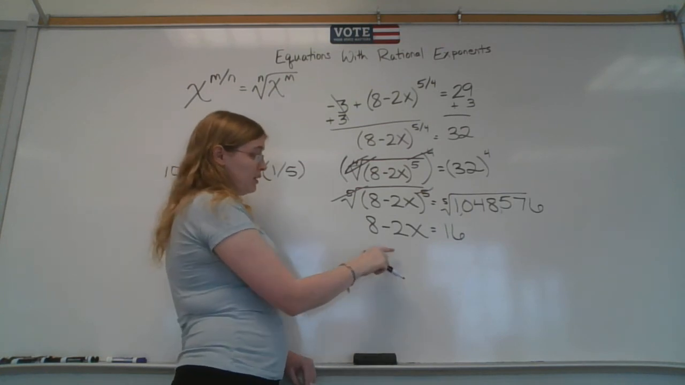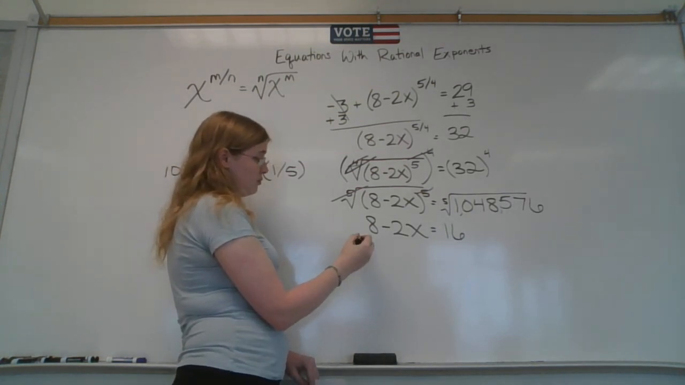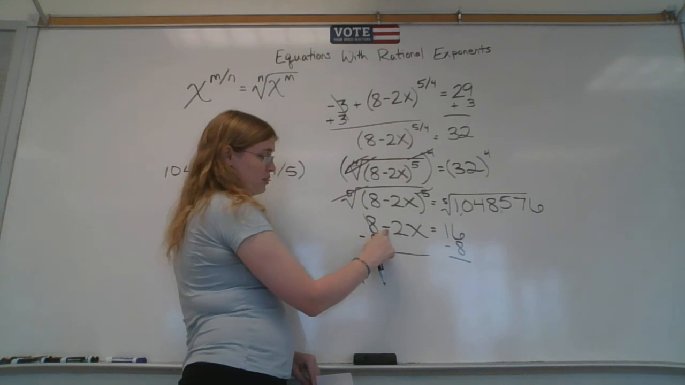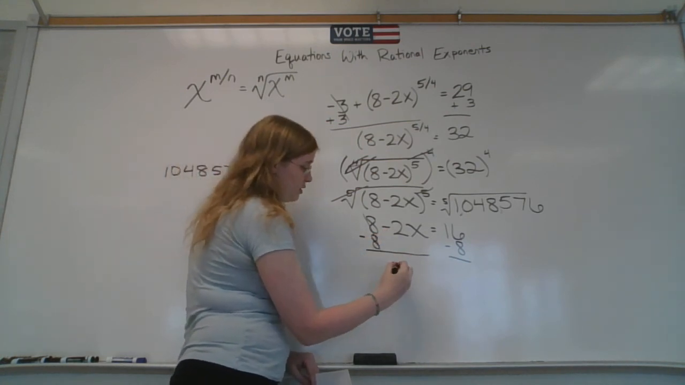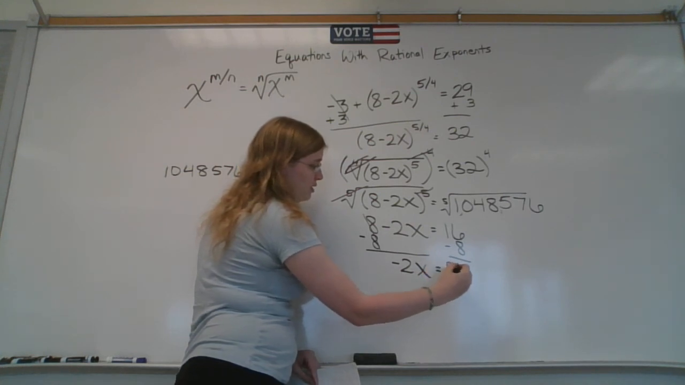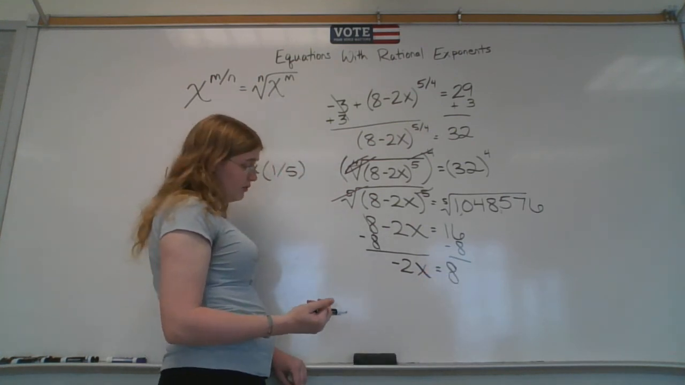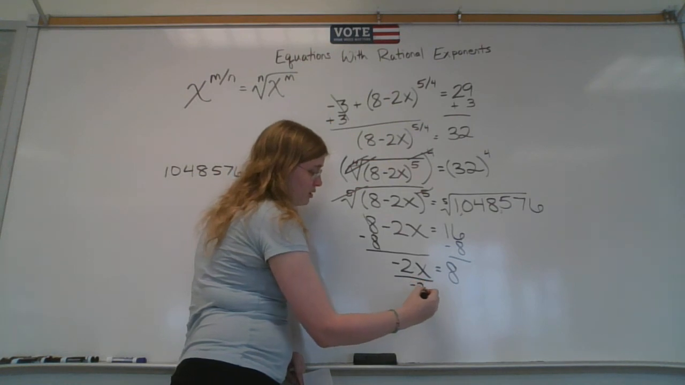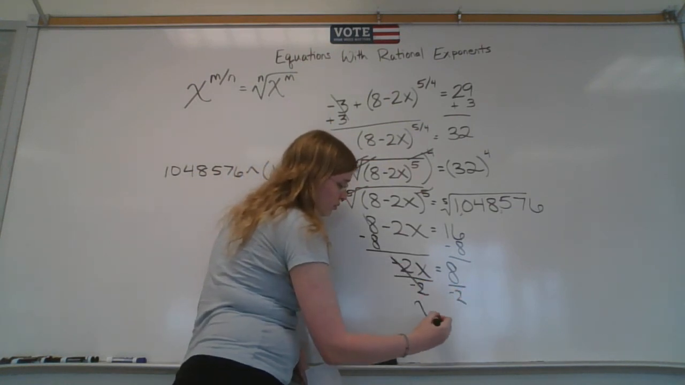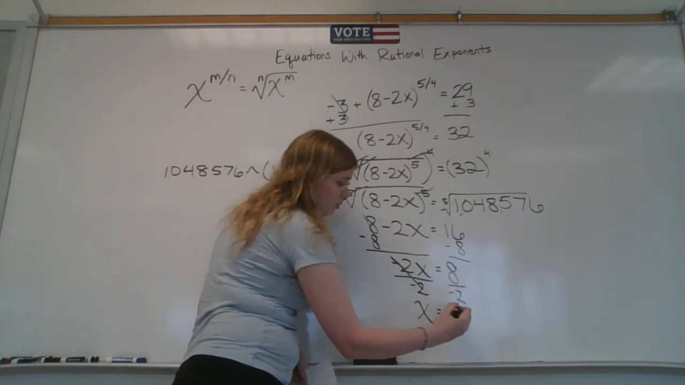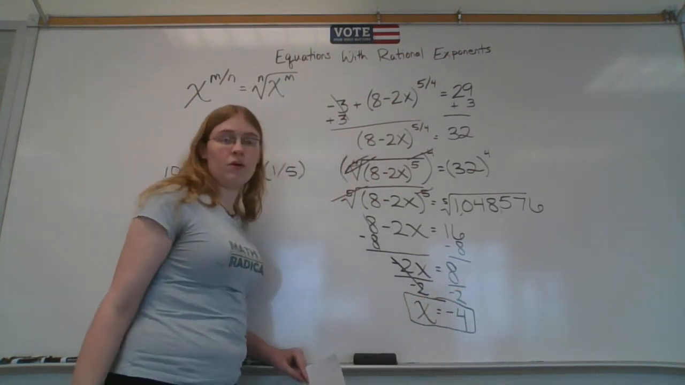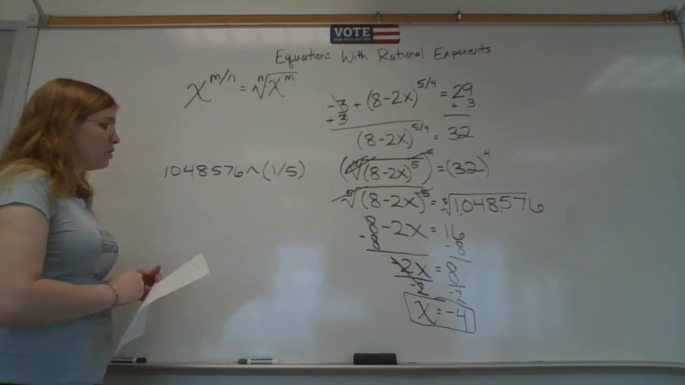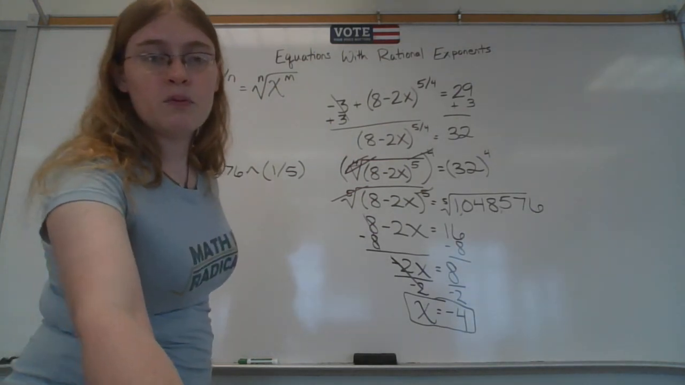So, to get x by itself, we will subtract 8 from both sides. Remember, this minus is still here, so now it's negative 2x. 16 minus 8 is 8. Last step to get x by itself, it's not plus 2. This is negative 2 times x, so it's divide by negative 2. 8 divided by negative 2, positive divided by negative is a negative, so negative 4. Okay, I think that's all I'm going to do because I don't want my video to get too long. So hopefully this is okay.